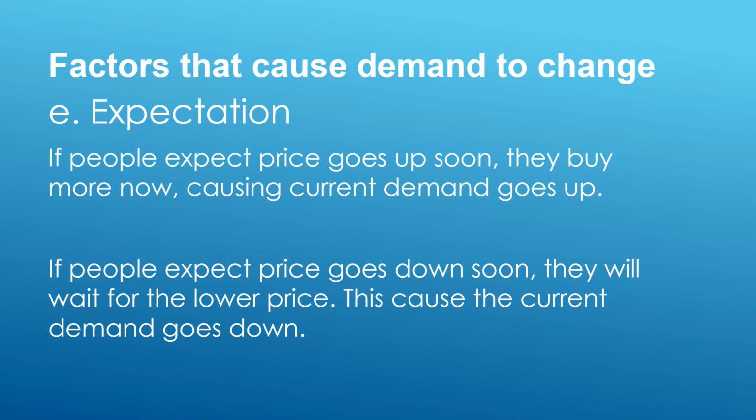People's expectation can also affect the demand. For example, if people expect the price will go up really soon, they are going to buy more right now. So this is going to cause the current demand to go up. Usually people say, let's buy it before they raise the price again, right? Now that is this example.